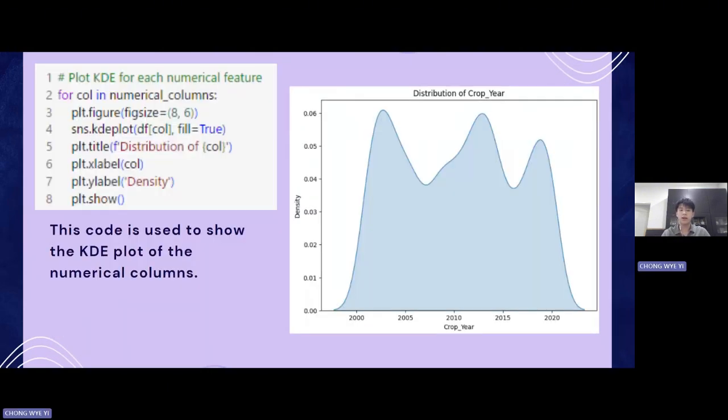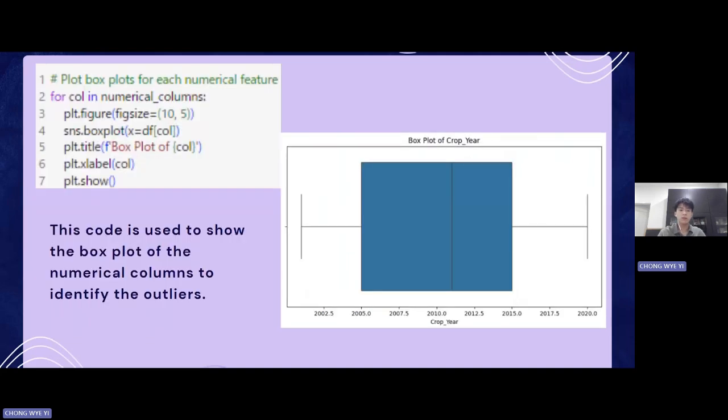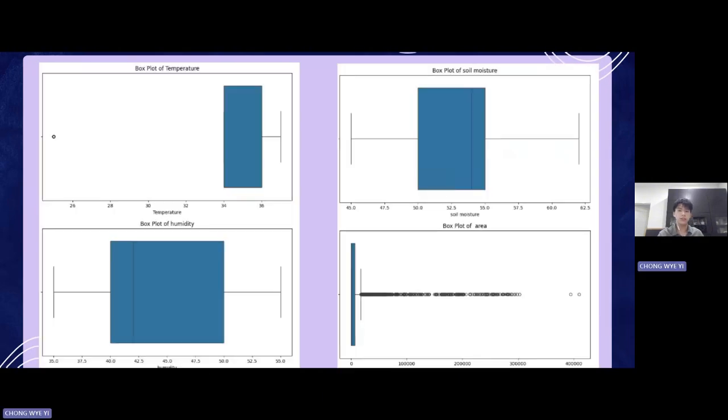And moving on with the KDE plot of the numerical columns, this graph shows the distribution of crop year, followed by temperature and humidity. There are some plots that are not shown in these slides, so we're moving on to the box plot. This box plot is used to identify the outliers in the numerical columns, such as temperature, soil moisture, and so on.